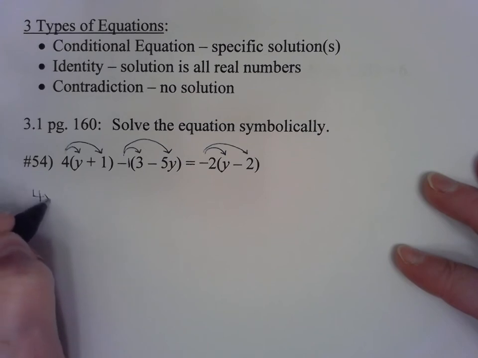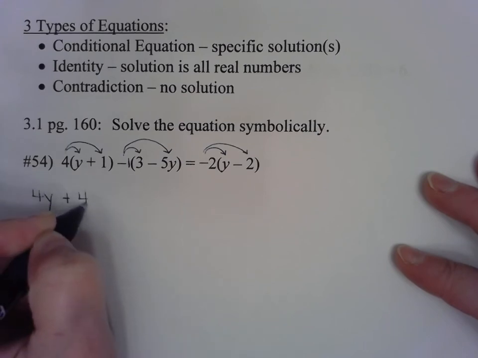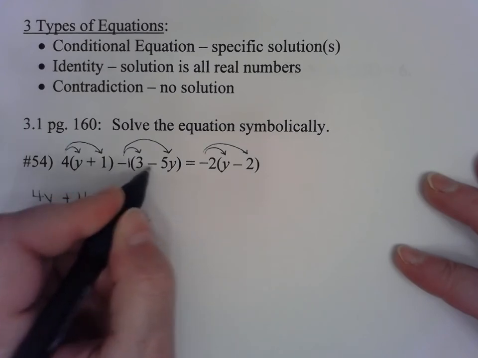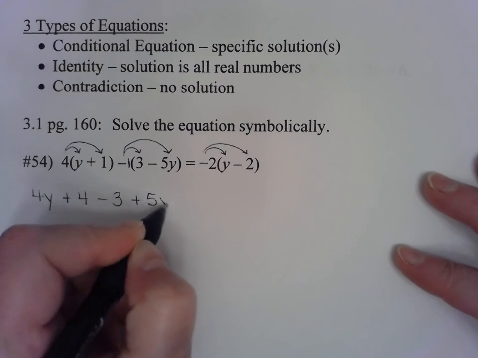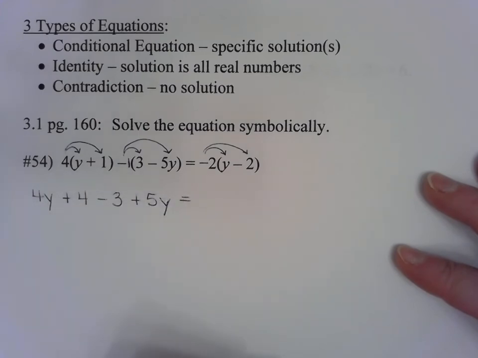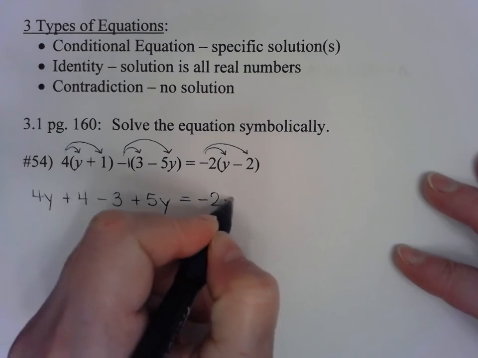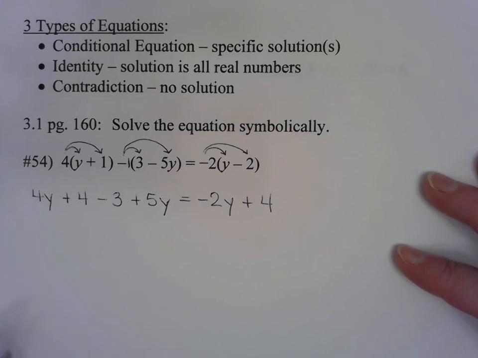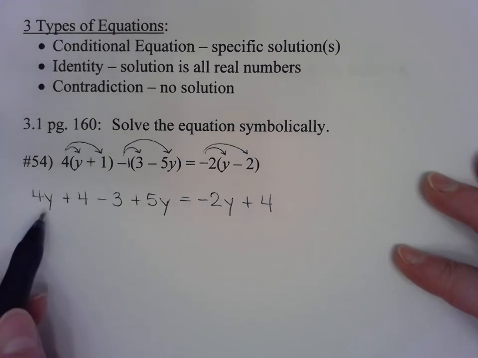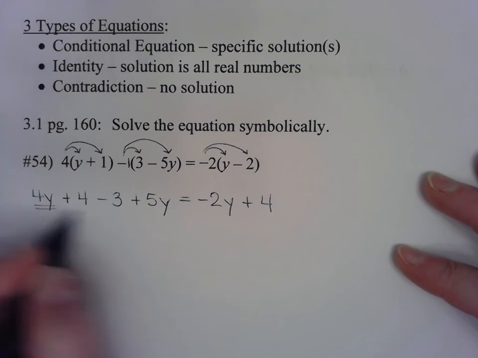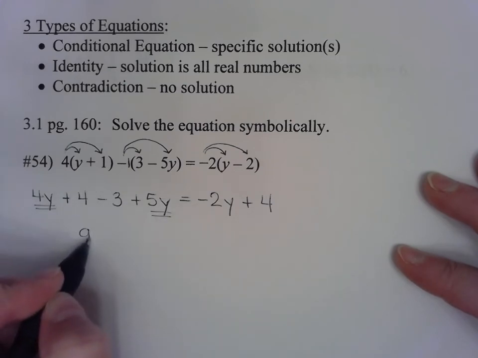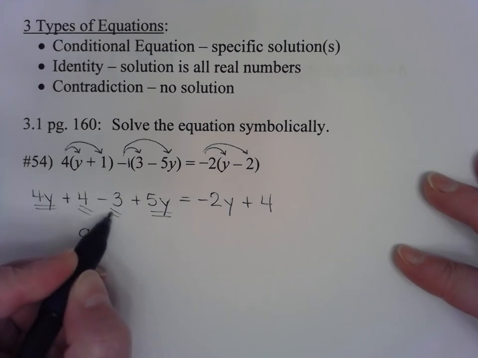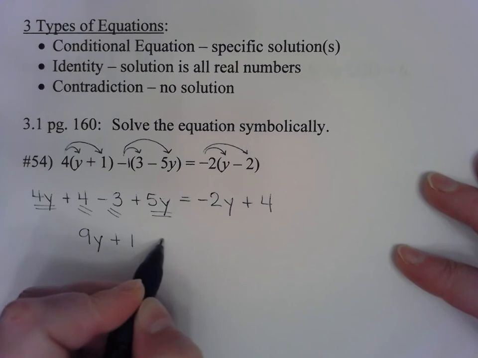So this is going to give us 4y plus 4. This will be a -3, and this negative times a negative will give us a positive 5y. And then we'll have -2y plus 4. Okay, so maybe on the left-hand side we want to combine like terms. So we've got 4y and 5y. That's going to make a 9y. We've got a positive 4 and a -3, so that's going to give us a positive 1.